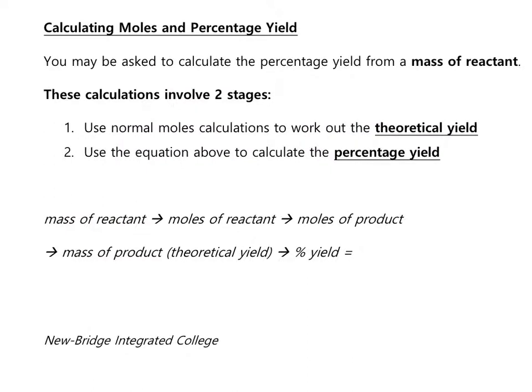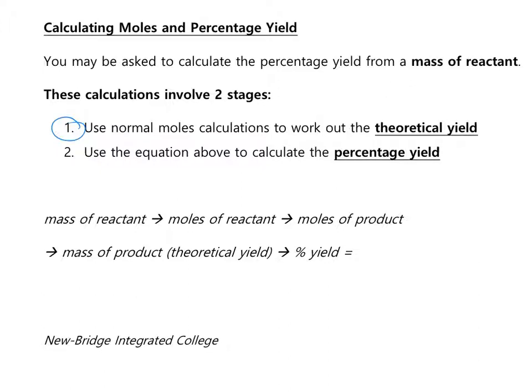This next section looks at calculating percentage yield when you've just been given the mass of a reactant. In other words, it's putting our normal moles calculations together with our percentage yield equation. It's just 2 steps, both of which you've done before. This is just the first time we're putting them together. So you're using normal moles calculations to work out the theoretical yield.